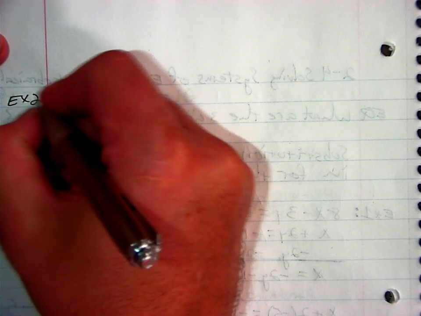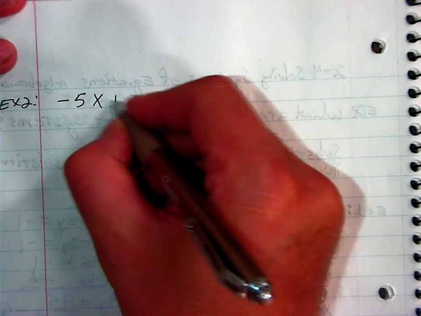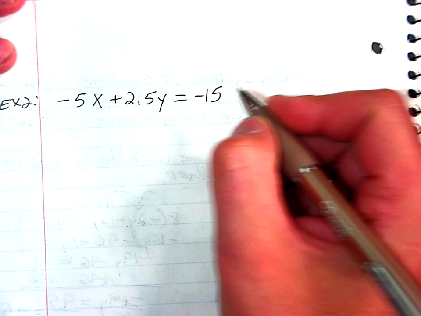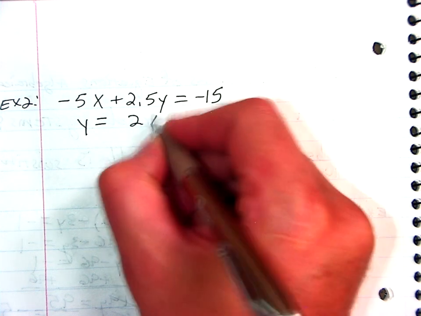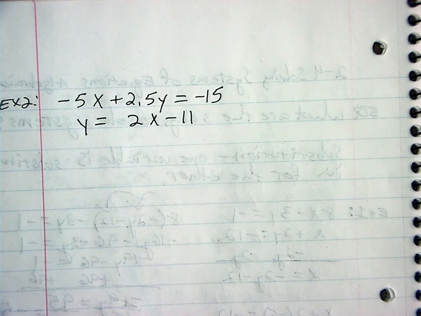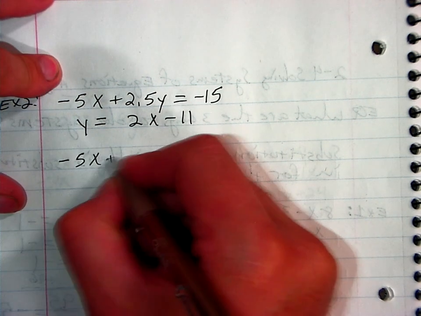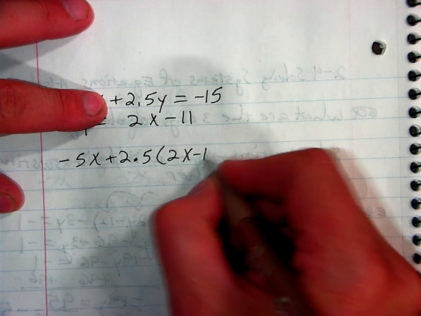Example 2. Negative 5x plus 2.5y equals negative 15. Good job with that problem, Jojo, by the way, while I'm thinking of it. And y equals 2x minus 11. Do we have a y by itself? Yeah. So all we have to do is substitute it in. Negative 5x plus 2.5y. Y equals 2x minus 11.